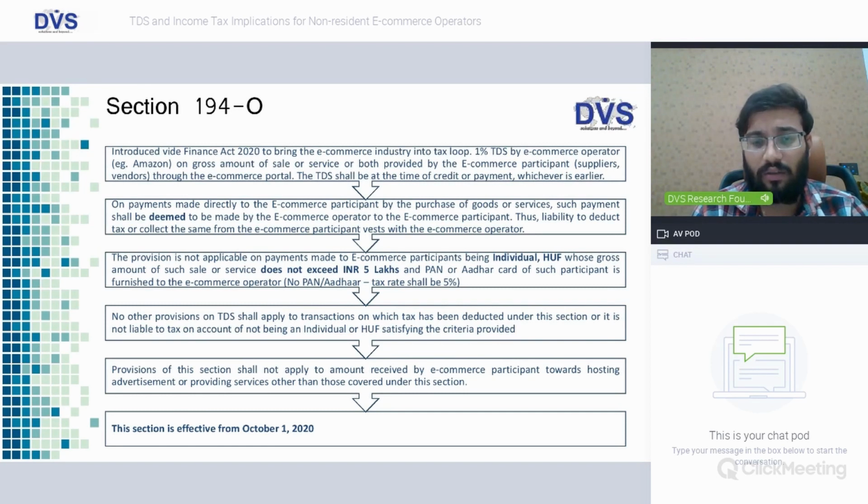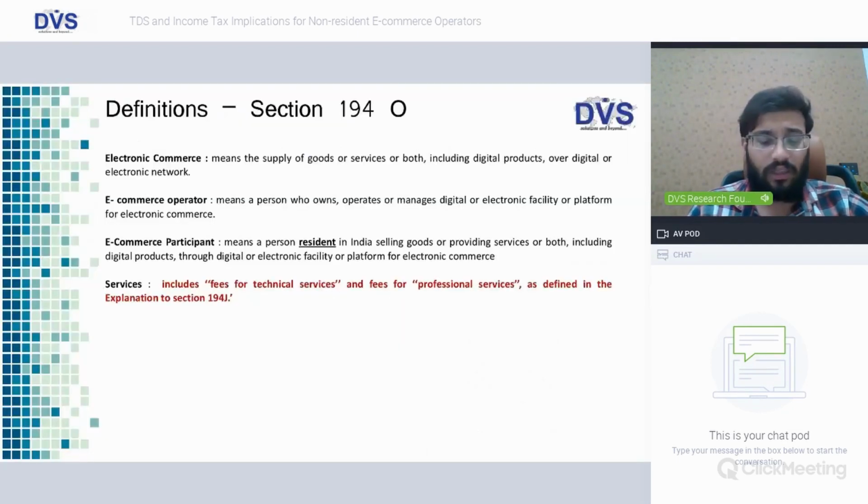No other provisions on TDS. So if TDS is applicable under this section 194O, no TDS under any other provisions would be applicable. Provisions of this section shall not apply to amounts received by the e-commerce operator towards hosting, advertisement, or providing services other than those covered under this section. So advertisement is not falling within the ambit of 194C for a very basic reason that it is already getting covered under the ambit of equalization levy. There cannot be a double charge of tax on the same type of transaction.